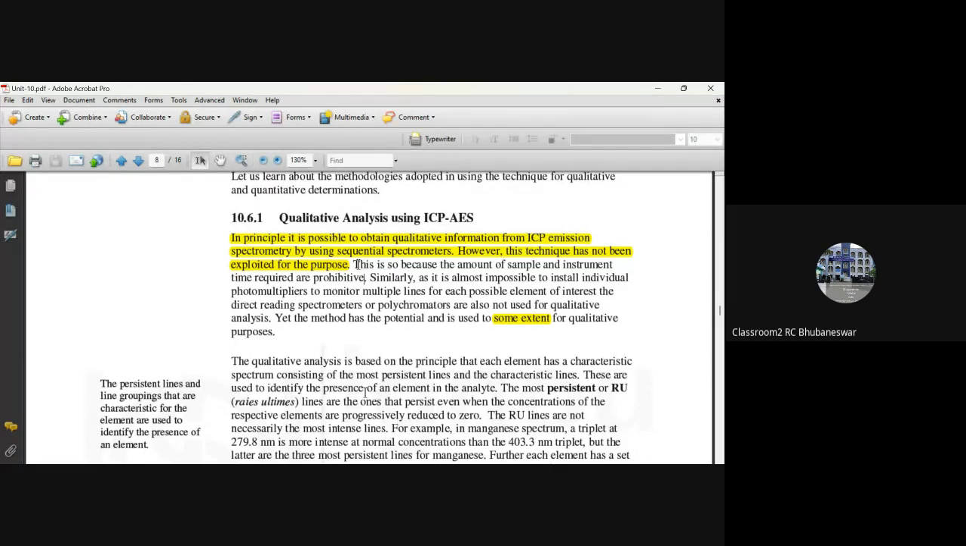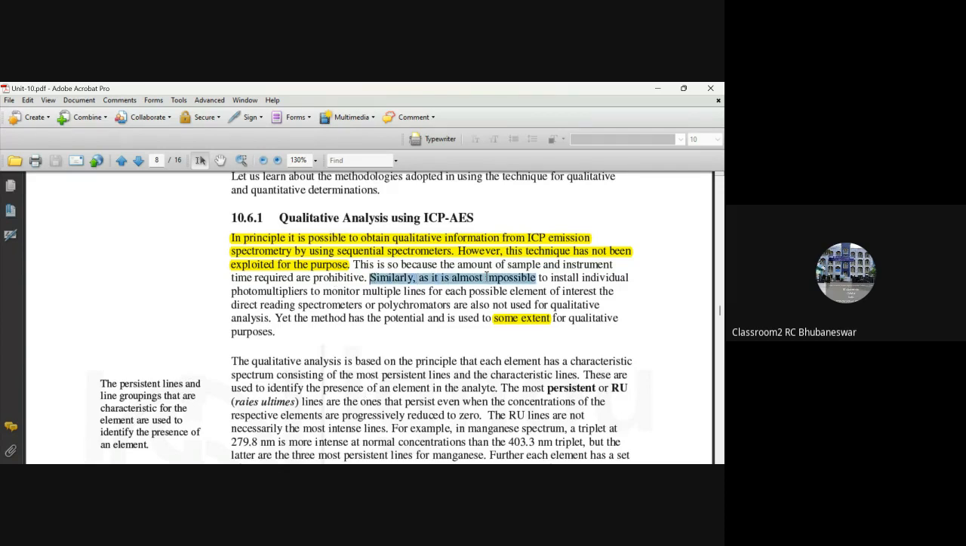It has not been exploited. Large scale qualitative analysis studies are a point of research and it is going on. This is so because the amount of sample and the instrument time required are prohibitive. So much time is needed over here also to set up for a single element.